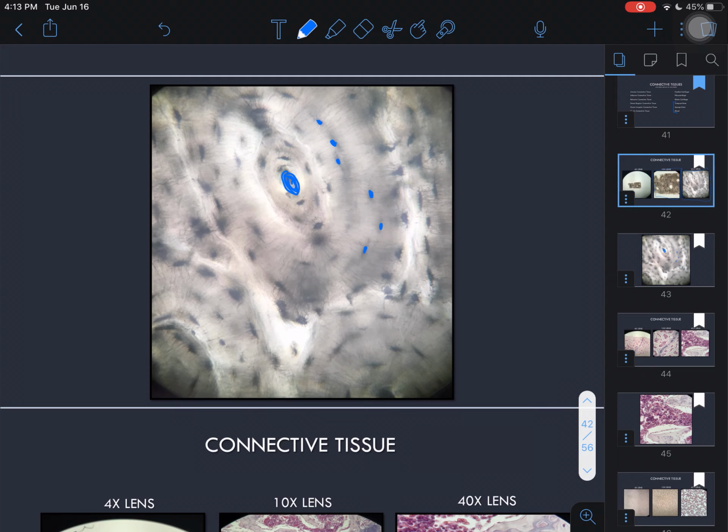Osteo meaning bone, cyte meaning cell, right? This whole thing right here is called an osteone. This guy right here in the center is our Haversian canals, or central canals that go through the bone. So this is where our actual blood vessels and stuff will go through.